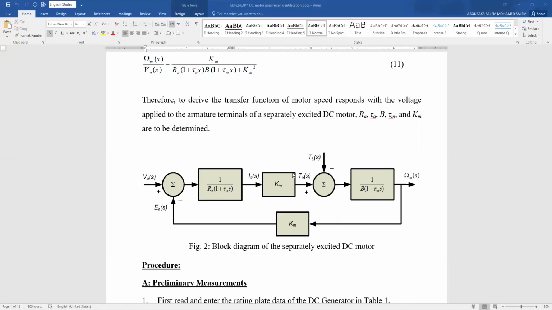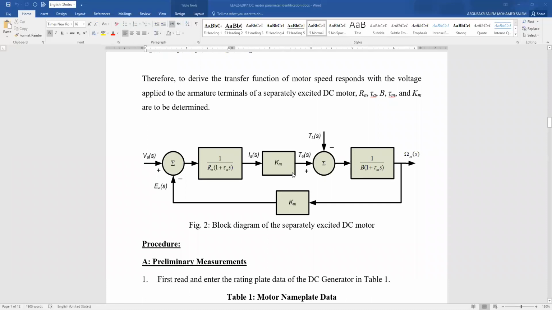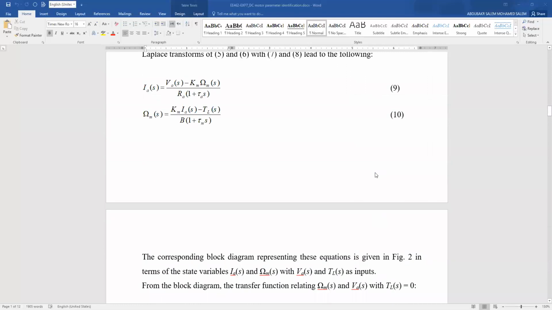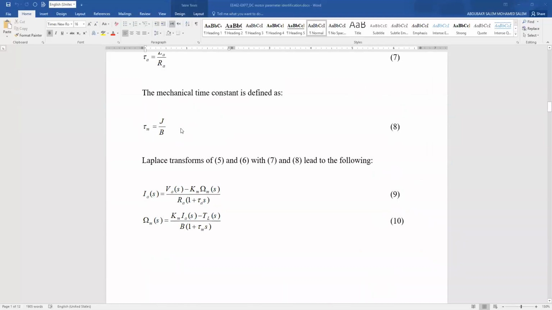Right. The aim of our experiment today is to determine these parameters. We have parameters like R, like tau electrical, the electrical time constant, like Km, the motor constant, like B, the motor friction coefficient, like tau mechanical, which is the mechanical time constant, and you know the relation of tau depends on the motor inertia, as we defined before in equation number 8. Tau mechanical equals inertia divided by the motor friction coefficient.